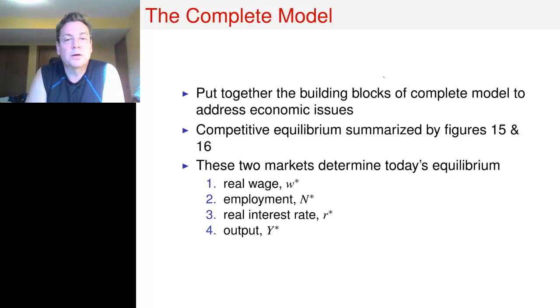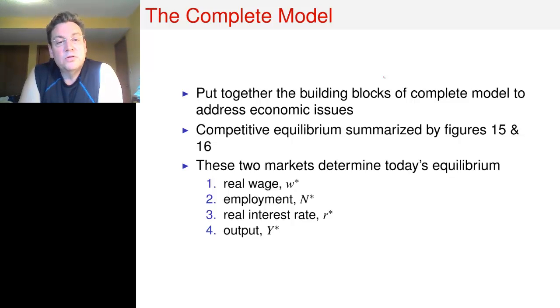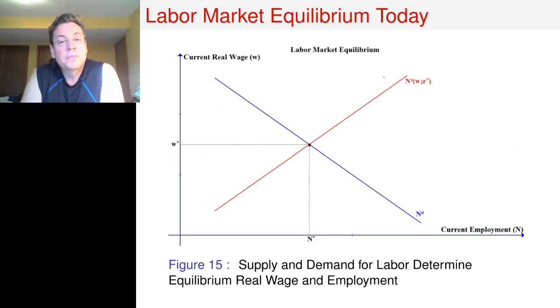We now have the complete model. We've put together the building blocks that will allow us to address a wide range of economic issues. So the competitive equilibrium gets summarized by the two figures that we'll turn to in a second. These two markets determine the equilibrium today, and that includes the real wage, the level of employment, the real interest rate, and the level of output, or GDP.